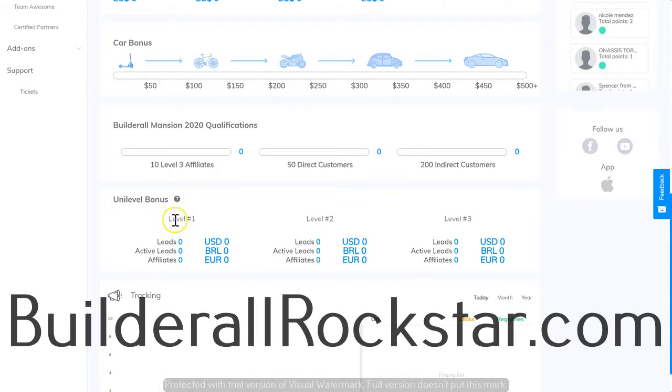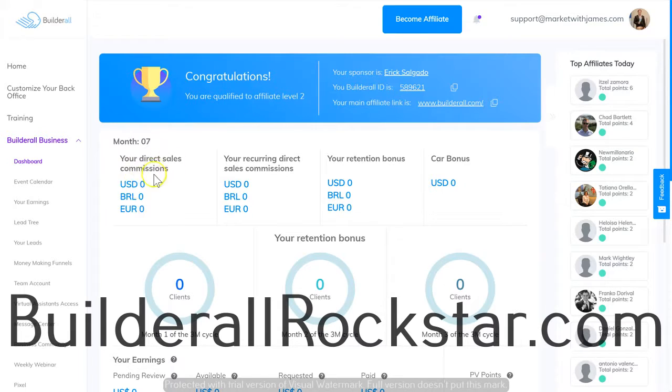So unilevel bonus 1 is your direct sign-ups referrals. And then level 2 is their referrals and level 3 is their referrals. And that's where it stops. Like I said, here are your direct sales, so that's who you have sold yourself. And then you've got your direct sales recurring commissions, so what comes in month after month.